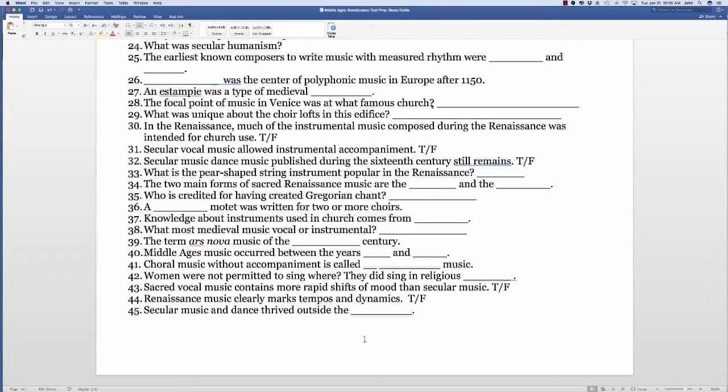43. Sacred vocal music contains more rapid shifts of mood than secular music. It's false. Sacred music was quieter and less ornate. It didn't have as many moods. 44. Renaissance music clearly marks tempos and dynamics. That's false. Renaissance music did not indicate the tempos and the dynamics, or even the instruments, or the number of singers on a part. Number 45. Secular music and dance music thrived outside where? The church.